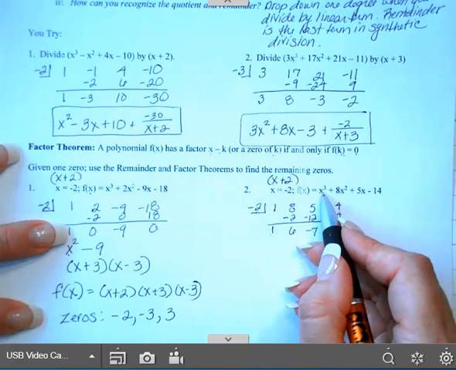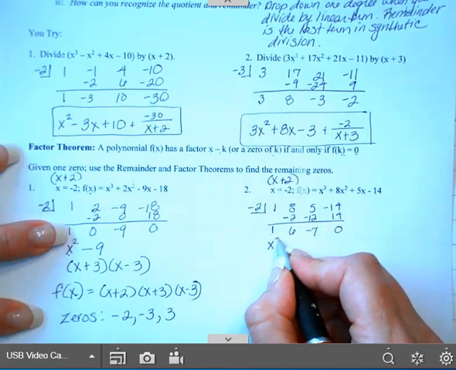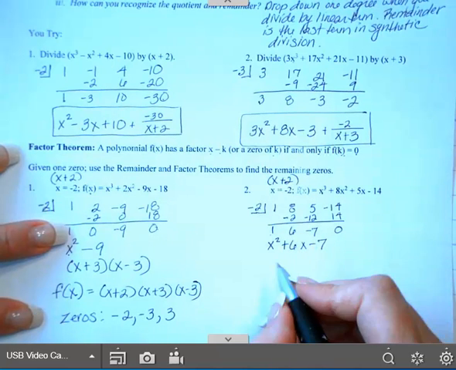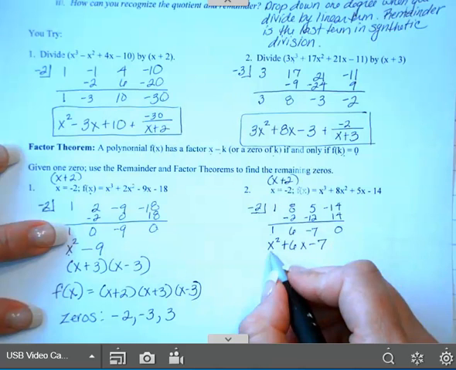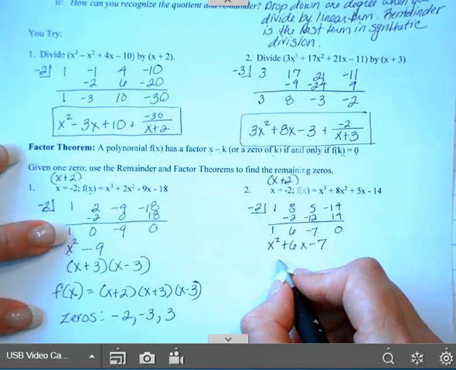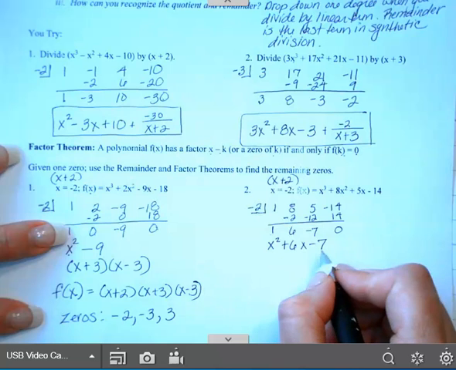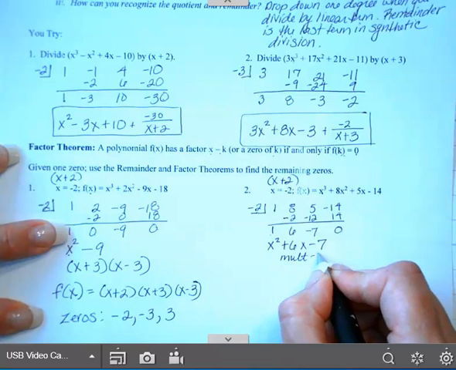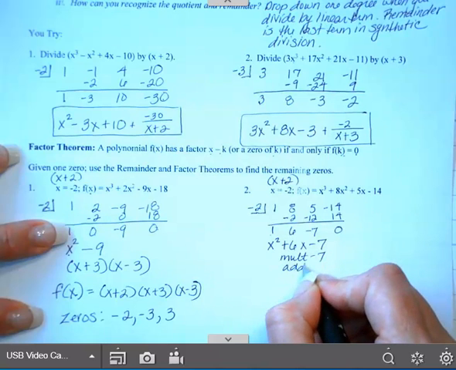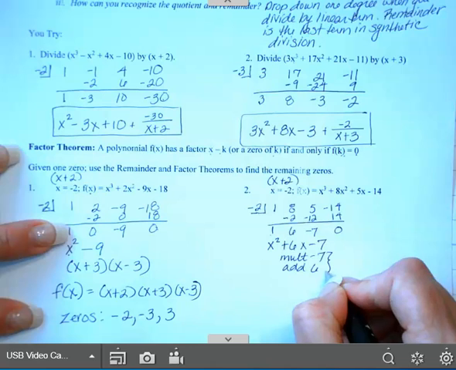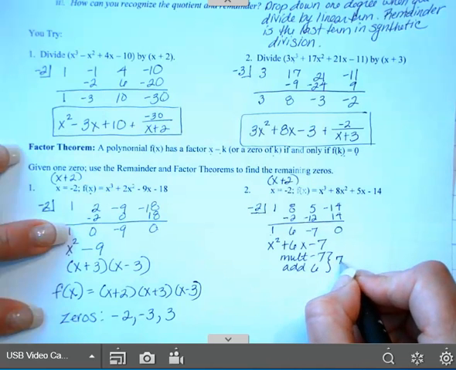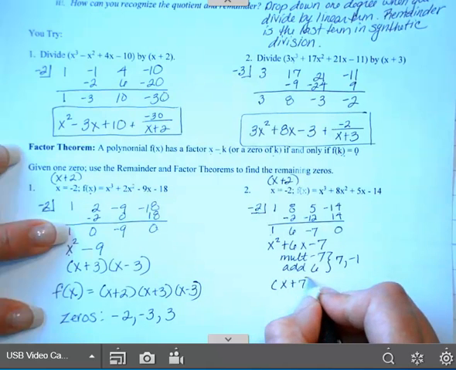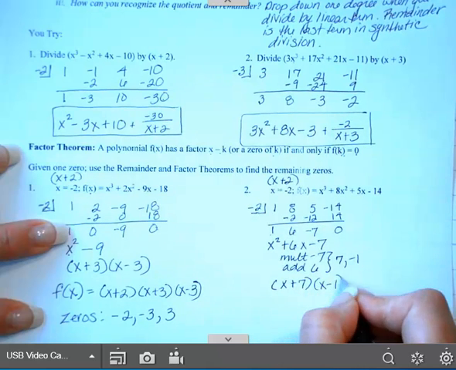This drops 1 degree. It was x cubed, now it's x squared. So x squared plus 6x minus 7. And that remainder is 0. I'm going to go ahead and factor this. So what multiplies to -7 and adds to 6? I'm unfoiling this. And so that would be 7 and -1. So this factors into x plus 7, x minus 1.